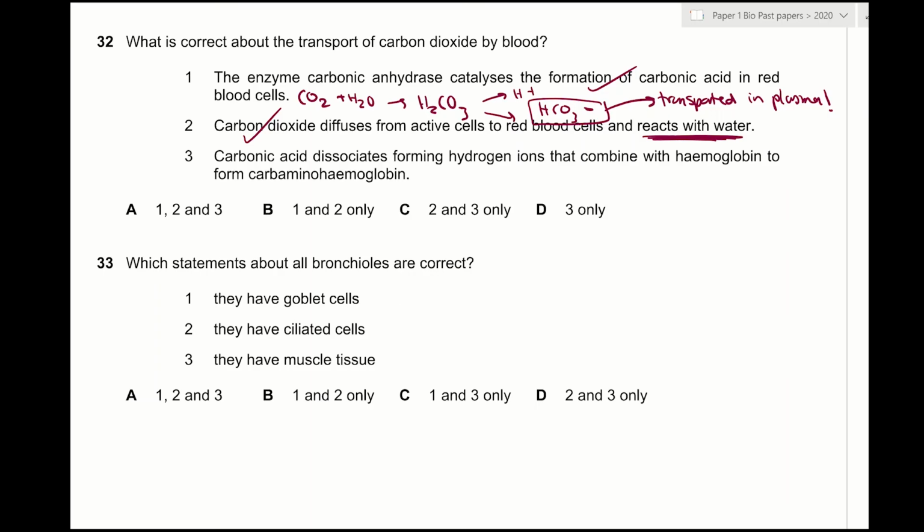3. Carbonic acid dissociates, forming hydrogen ions that combine with hemoglobin to form carbaminohemoglobin. So this is incorrect. Actually, carbaminohemoglobin is formed by carbon dioxide combining with hemoglobin in a terminal amine group. When hemoglobin combines with hydrogen ions, it actually forms haemoglobinic acid, not carbaminohemoglobin. So this is incorrect, and the answer is going to be B.